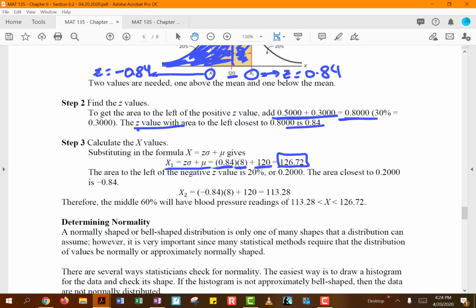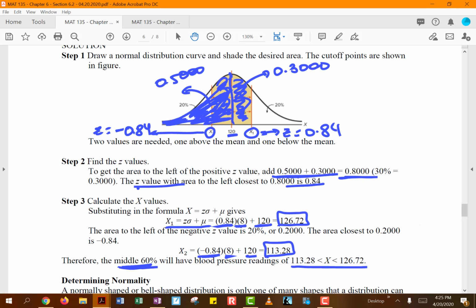And then using that negative 0.84 for the left hand side, you can again multiply with sigma, add the mean, and you get your lower blood pressure reading as 113.28. So we are saying the middle 60% of the population, so for the research study, the middle 60% will be data values that fall between 113.28 to 126.72.